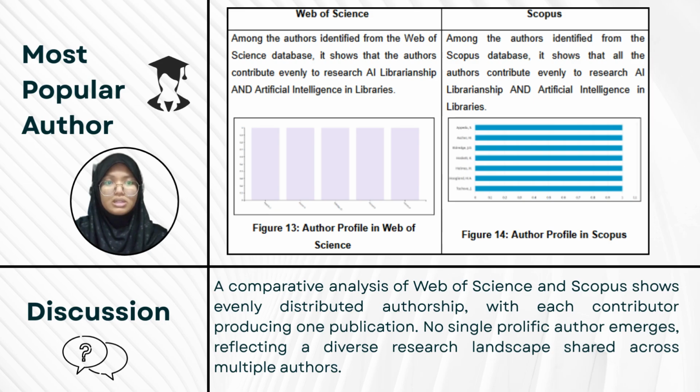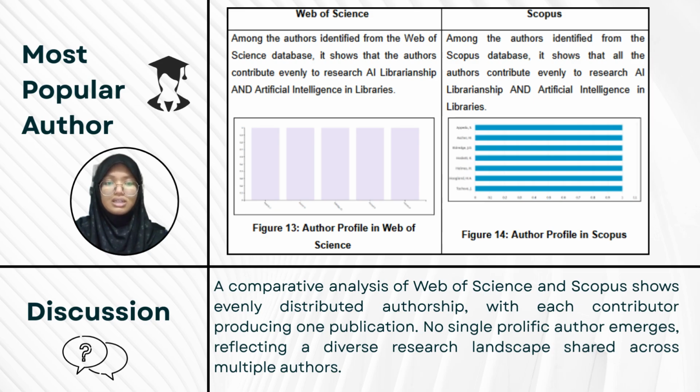For Scopus, among the authors identified from the Scopus database, it shows that all the authors contribute evenly to research on AI librarianship and artificial intelligence in libraries. In this Figure 14, author profile in Scopus, it shows that all the authors have done research about AI librarianship and artificial intelligence in libraries. And all of it is balanced.